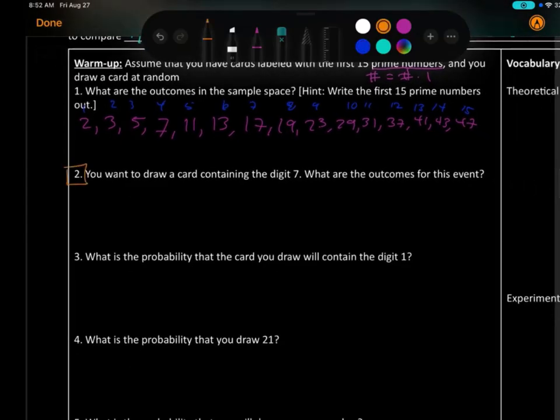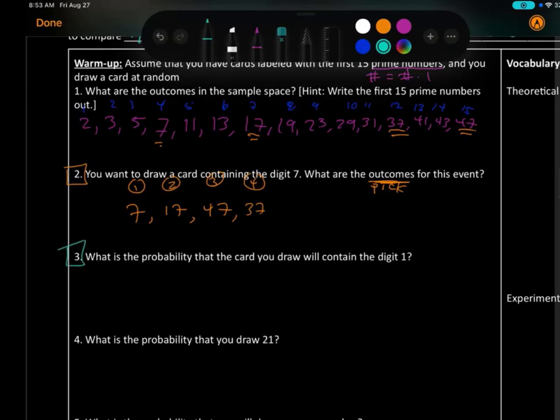Okay, number 2. You draw a card containing the digit 7. What are the outcomes for this event? Outcomes is which ones can I pick? So which ones have a 7 in it? There's one, there's another one, 27 and 47. And I missed one, 37. So you have 1, 2, 3, 4 of these contain the digit 7.